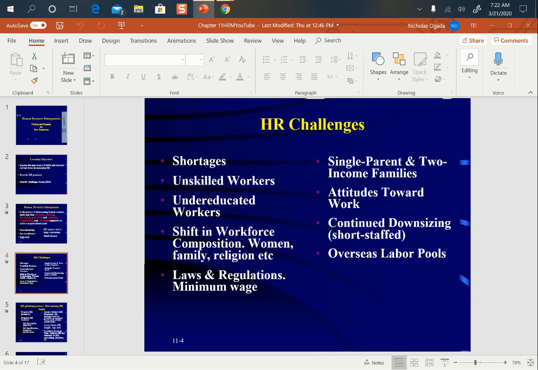Of course, attitudes towards work have changed now. Again, changing attitudes affect human resource management. Again, it also affects motivation. For example, that will tie in to the motivation aspect.